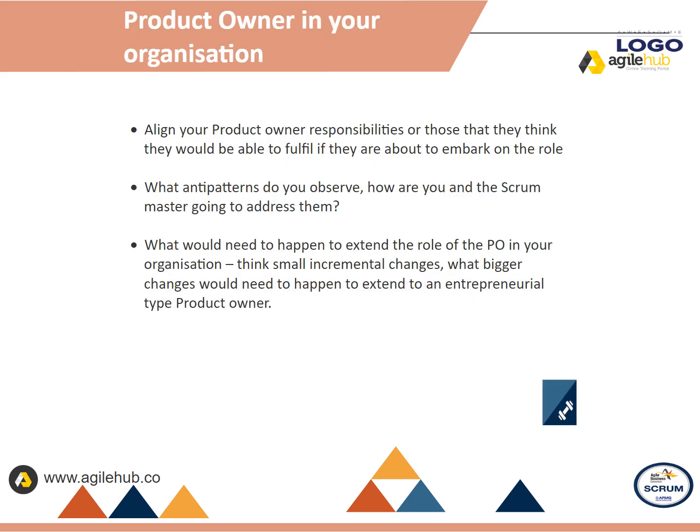Product owner in your organization. Returning to your Mural setup, put all the responsibilities of the PO in Mural post-its. Give some time to align your product owner responsibilities, or those that they think they would be able to fulfill if they are about to embark on the role. What anti-patterns do you observe? How are you and the Scrum Master going to address them? What would need to happen to extend the role of the PO in your organization? Think small incremental changes. What bigger changes would need to happen to extend to an entrepreneurial type product owner?